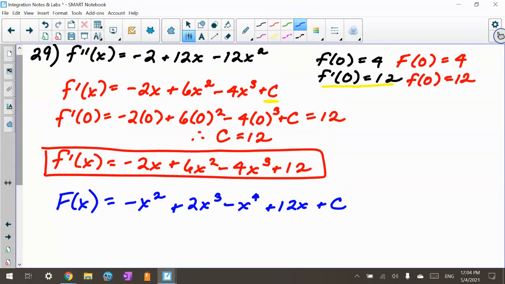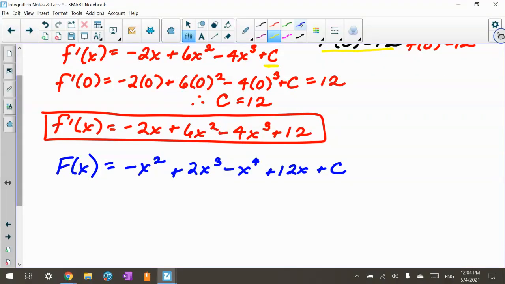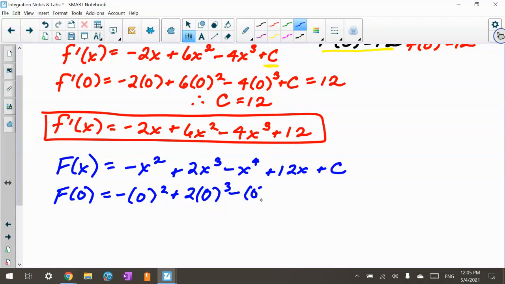Now I'm going to come up here and see that they gave us this, or this, whichever way you want to look at it, that capital F of 0 is going to be 4. So we're going to do F of 0 is negative 0 squared plus 2 times 0 cubed minus 0 to the fourth plus 12 times 0 plus c is going to equal 4. And then I said, oh, therefore, because all these will cancel out again, c is going to equal 4.